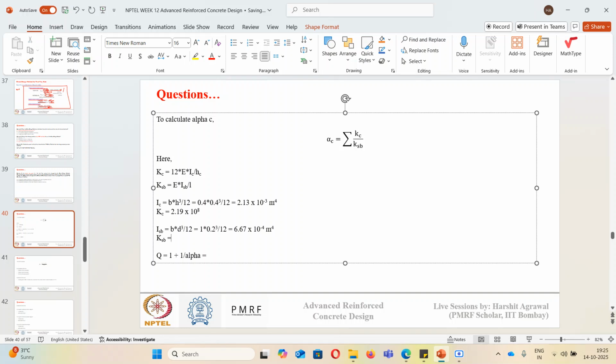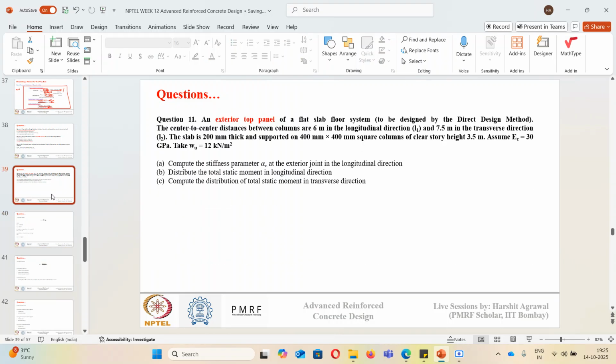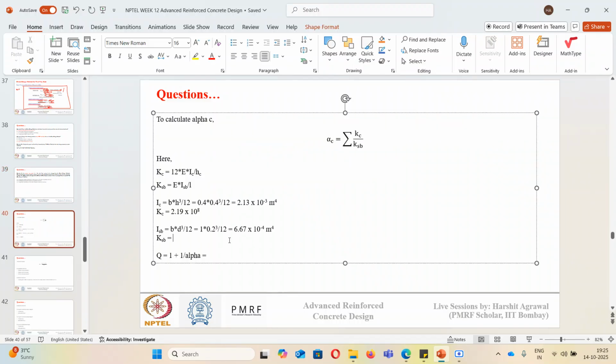So Ksb I can calculate as E into Isb upon L. Okay, so E I know, 30 GPa, Isb we have, and L also it is given to us. It is along the longitudinal direction, it is 6 meter. So when you substitute all the values, Ksb will come out to be 3.30 into 10 to the power 6.